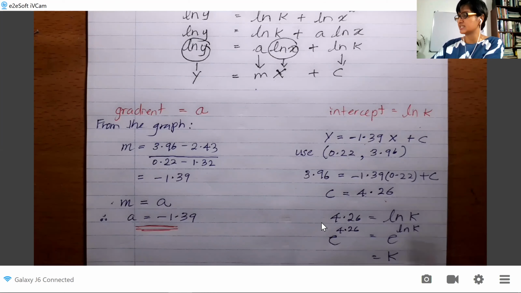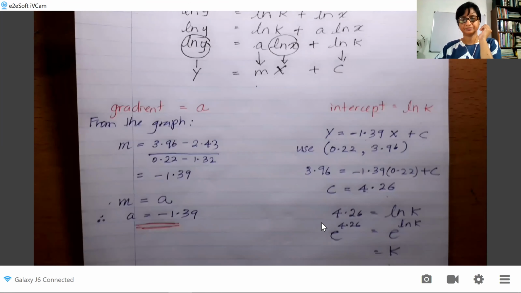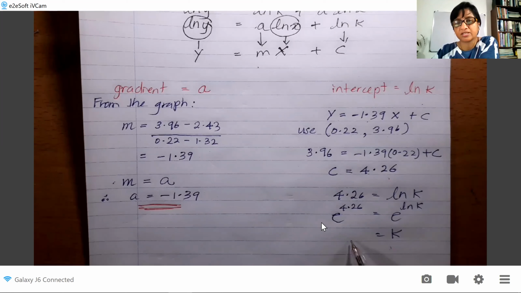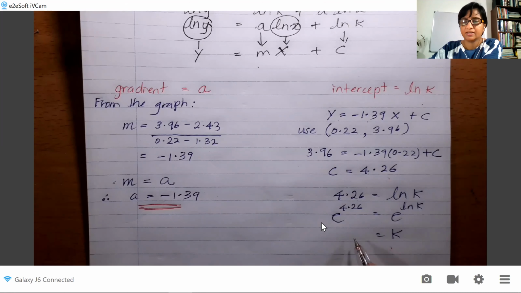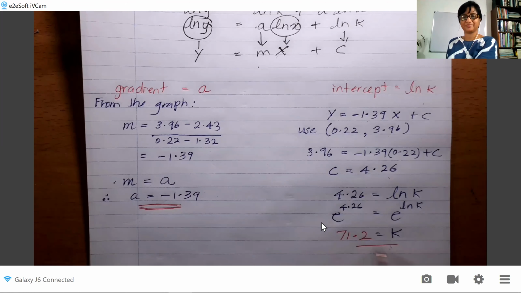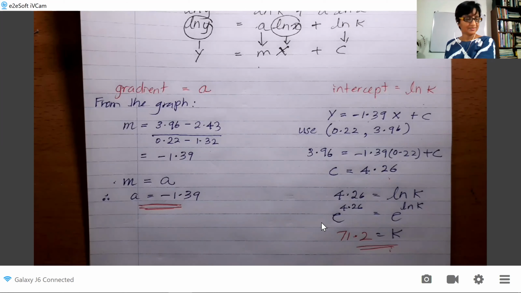And then intercept is equal to ln k. Then you solve for k. So k is e to the power of 4.26. How much is k? What's the answer? E to the power of 4.26. Is it right? So 70? 71.2 is the k value. Your answers have to be to 3 significant figures. Is that clear?